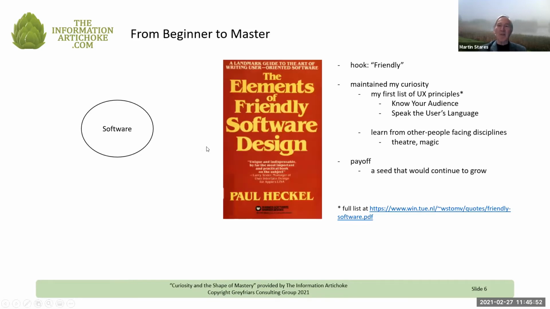Here's the first one. It's called The Elements of Friendly Software Design. This piqued my curiosity because it had the word friendly in the title. Friendly software design. That was new to me. So I got the book, I read it, it kept my curiosity all the way through. First of all, it gave me a list of UX principles. We all know them now, but at the time they were brand new to me and I didn't know the significance of them the way that I know it now. Know your audience, speak the user's language, that kind of thing.